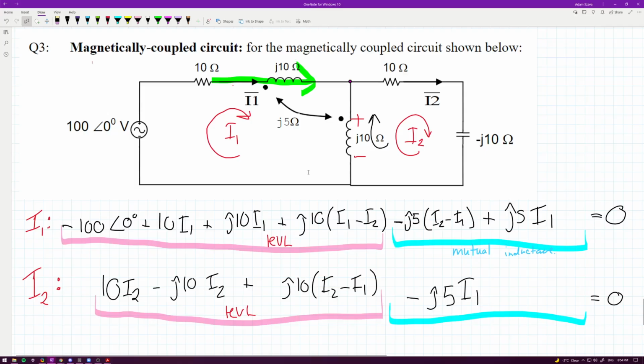Isn't it negative j10 because the current is entering through the negative side in terms of KVL? Okay, so a bunch of questions. Negative j10 for which one? For this one? For I2? No, that's for the capacitor. For I2, which term are you talking about?